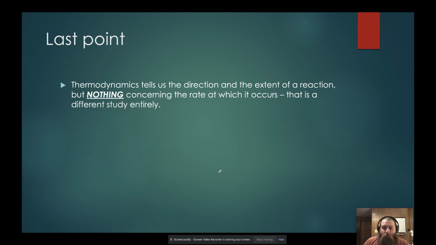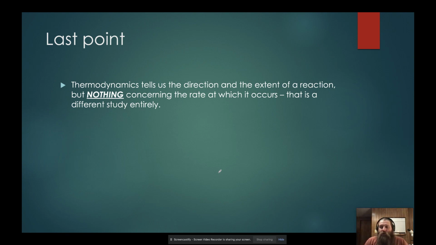Now, there is one last point I want to make about thermodynamics and the calculations that you're making. Thermodynamics will tell us the direction a reaction is moving. It will tell us the extent of that reaction, right? Big K or little k or whatever. It gives you nothing about the rate at which it occurs. That is a completely different study. That's kinetics. We're going to get to rates and kinetics, but do not confuse a spontaneous reaction as a fast reaction. It's not necessarily true, all right?